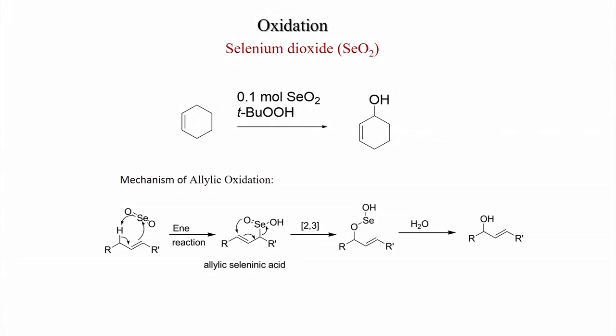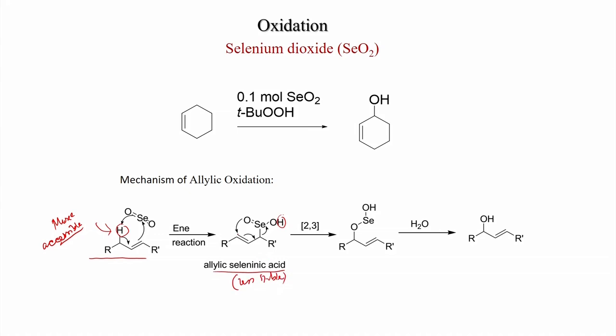This is the mechanism of this allylic oxidation. So, what happens, this allylic CH, this CH which is more accessible, reacts with this oxygen here. And now, this double bond migrates, so this is an ene reaction, and this hydrogen is going to the oxygen, and you get a selenium carbon bond here, which is not very stable. So that's why again a 2,3 sigmatropic rearrangement happens. So this is allylic seleninic acid, less stable.